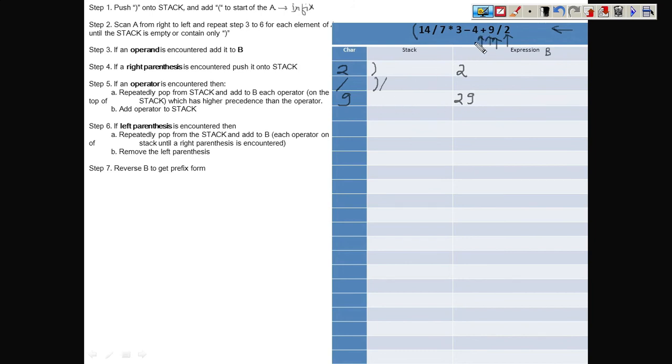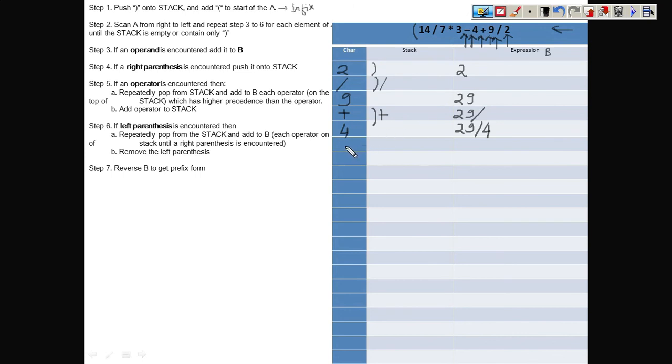Then you read plus. When you read plus, you will look to the stack. If there is any operator of higher precedence, you need to pop. Yes, division is an operator which is of higher precedence than plus. So you simply pop this and add it to the expression B and push this operator plus here. Then 4. This is simply added to the expression B, and then you read minus.